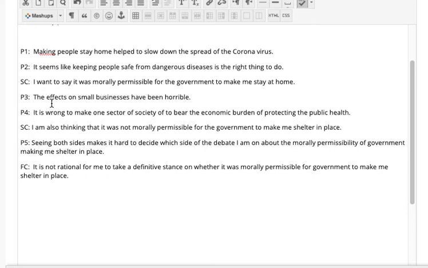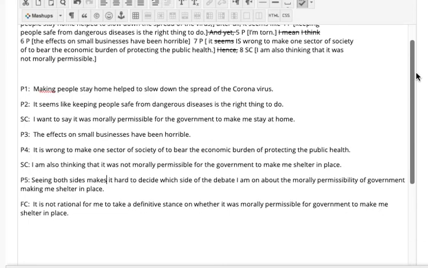So it's not rational for me to take a definitive stance on whether it was morally permissible for government to make me shelter in place. Okay, so now notice we've got premises 1 and 2 given in direct support of the subconclusion. Premises 3 and 4 are given in support of this subconclusion. So 1 and 2 work together to support this. 3 and 4 work together to support this. Then premise 5 is brought in to justify this final conclusion.